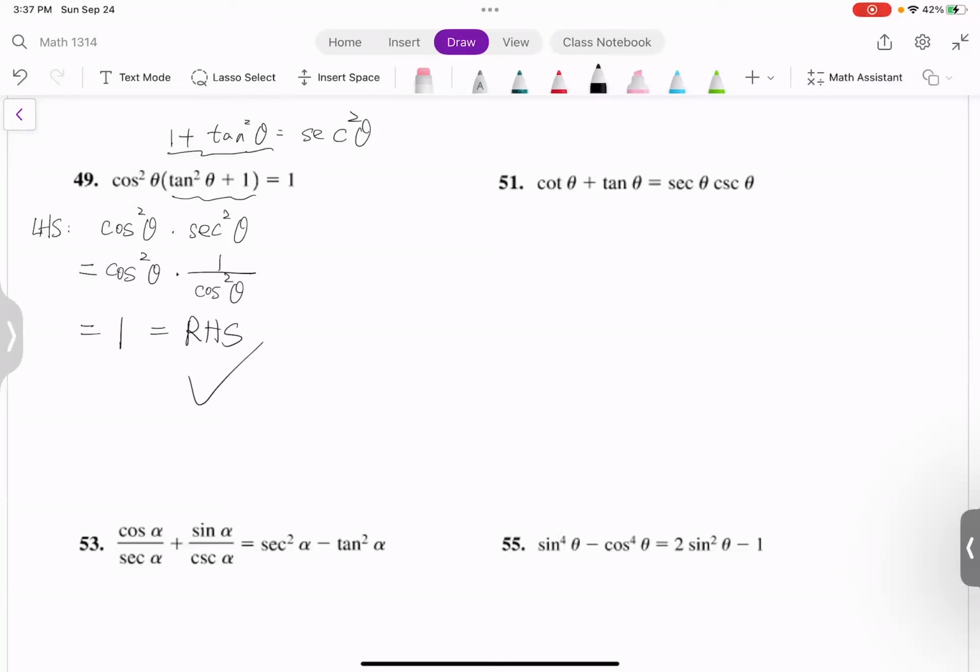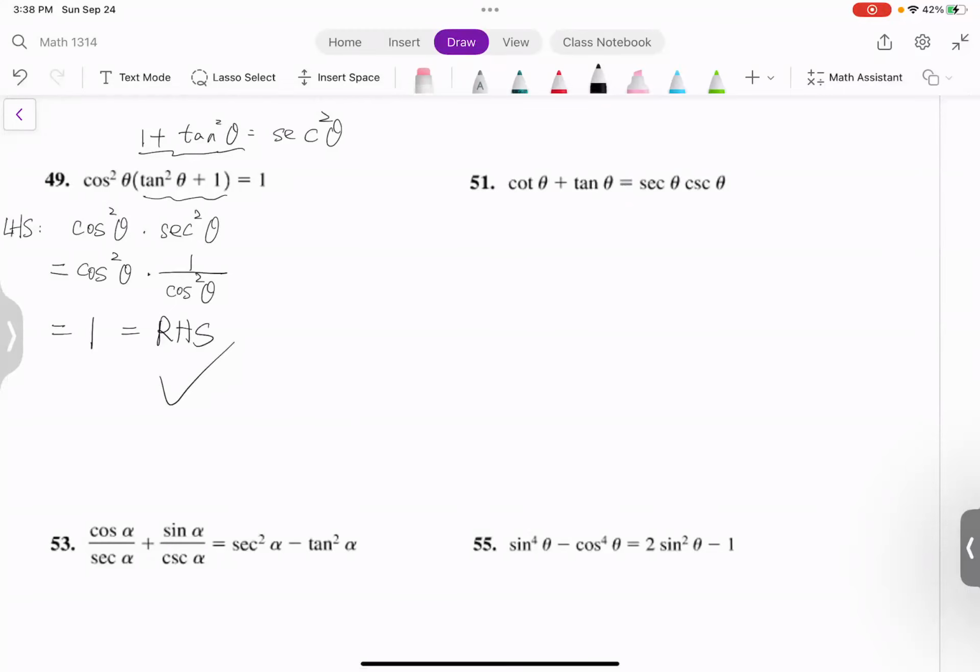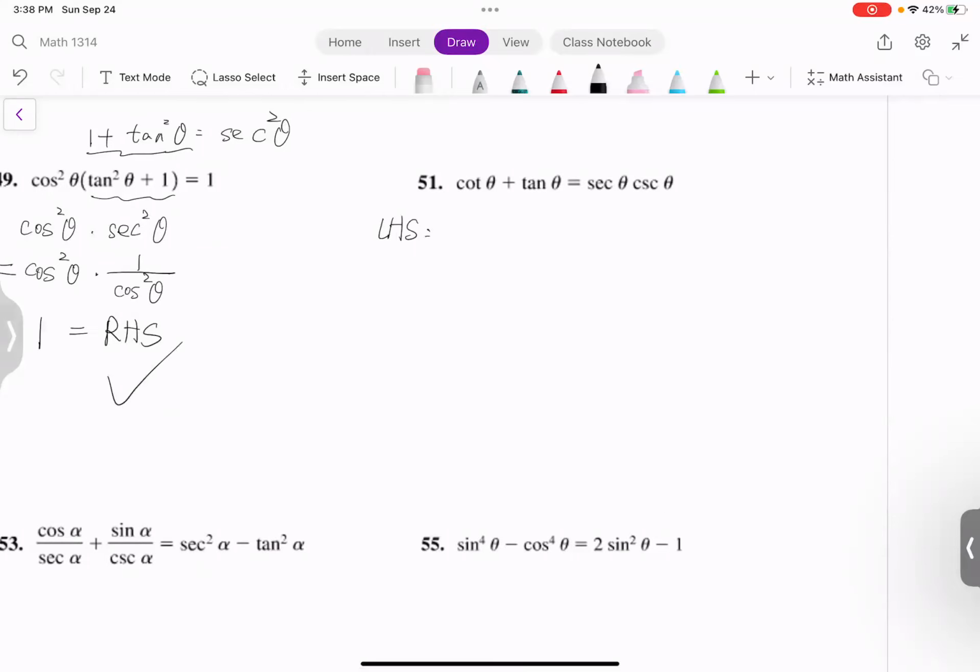Okay, let's see number 51. Which one is more complex? Maybe you can start from the right, or you can start from the left. Maybe they have the same solution. So let's see, I'm starting from the left-hand side.